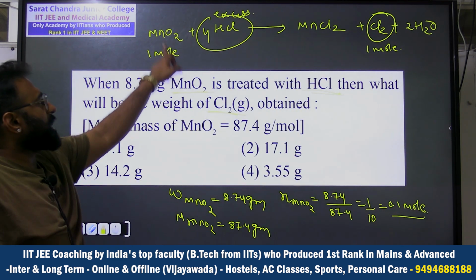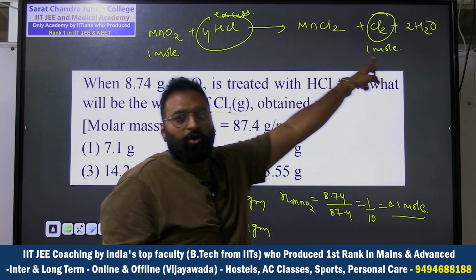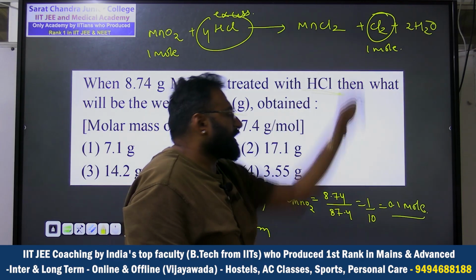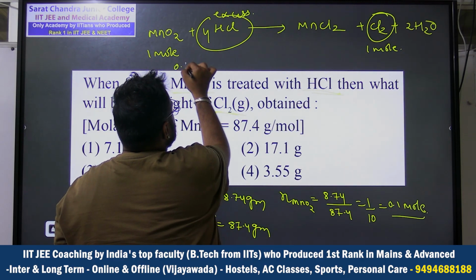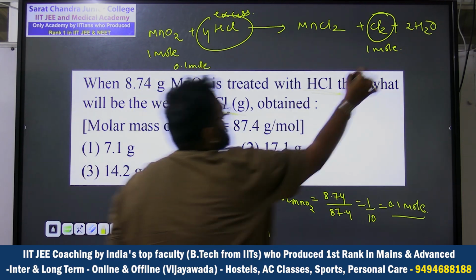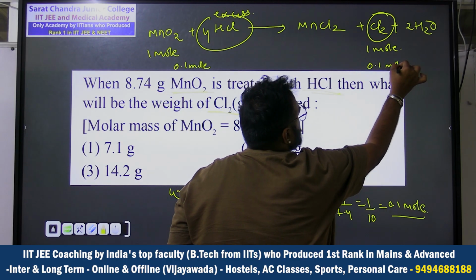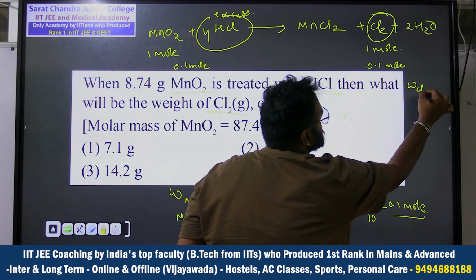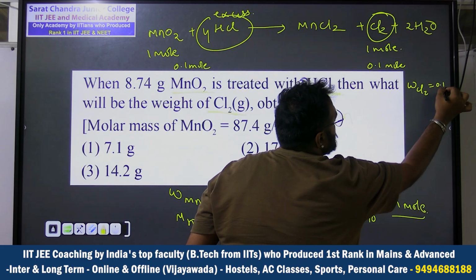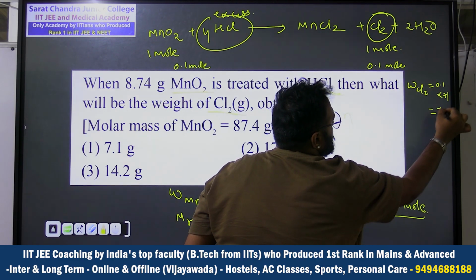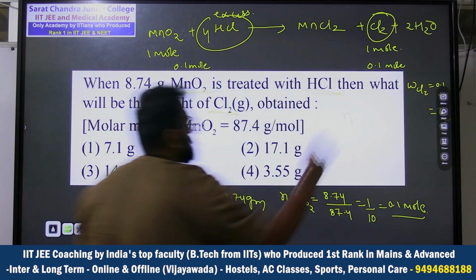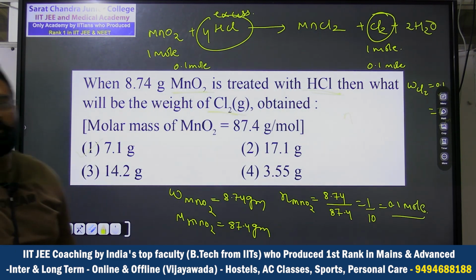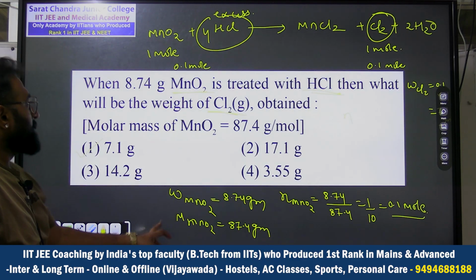So 1 mole of MnO2 produces 1 mole of chlorine gas. So 0.1 mole produces 0.1 mole chlorine gas. So the weight of chlorine gas will be how much? 0.1 into 71, that is 7.1 grams. So our correct answer will be 7.1 grams for this question.